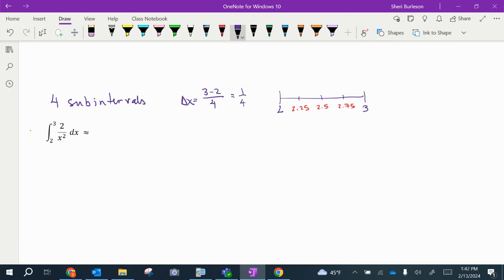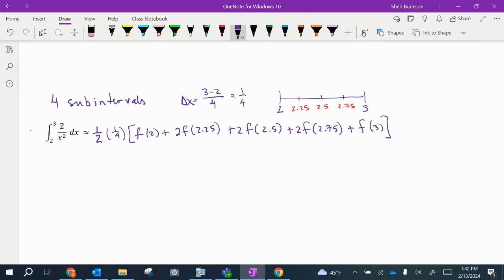So when I use my trapezoidal rule, I'm going to take the formula for the area of a trapezoid, 1/2 the height, and the height is my delta x, times I want f of 2, and then I want 2 times f of 2.25 plus 2 times f of 2.5 plus 2 times f of 2.75, and then f of 3 only occurs once because the end values are only involved in one trapezoidal calculation.